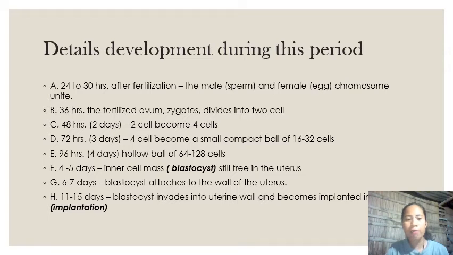After 4 to 5 days, the inner mass or the blastocyst is still free in the uterus. At 6 to 7 days, the blastocyst attaches to the wall of the uterus. In 11 to 15 days, the blastocyst invades the uterine wall and becomes planted in it, or the implantation.